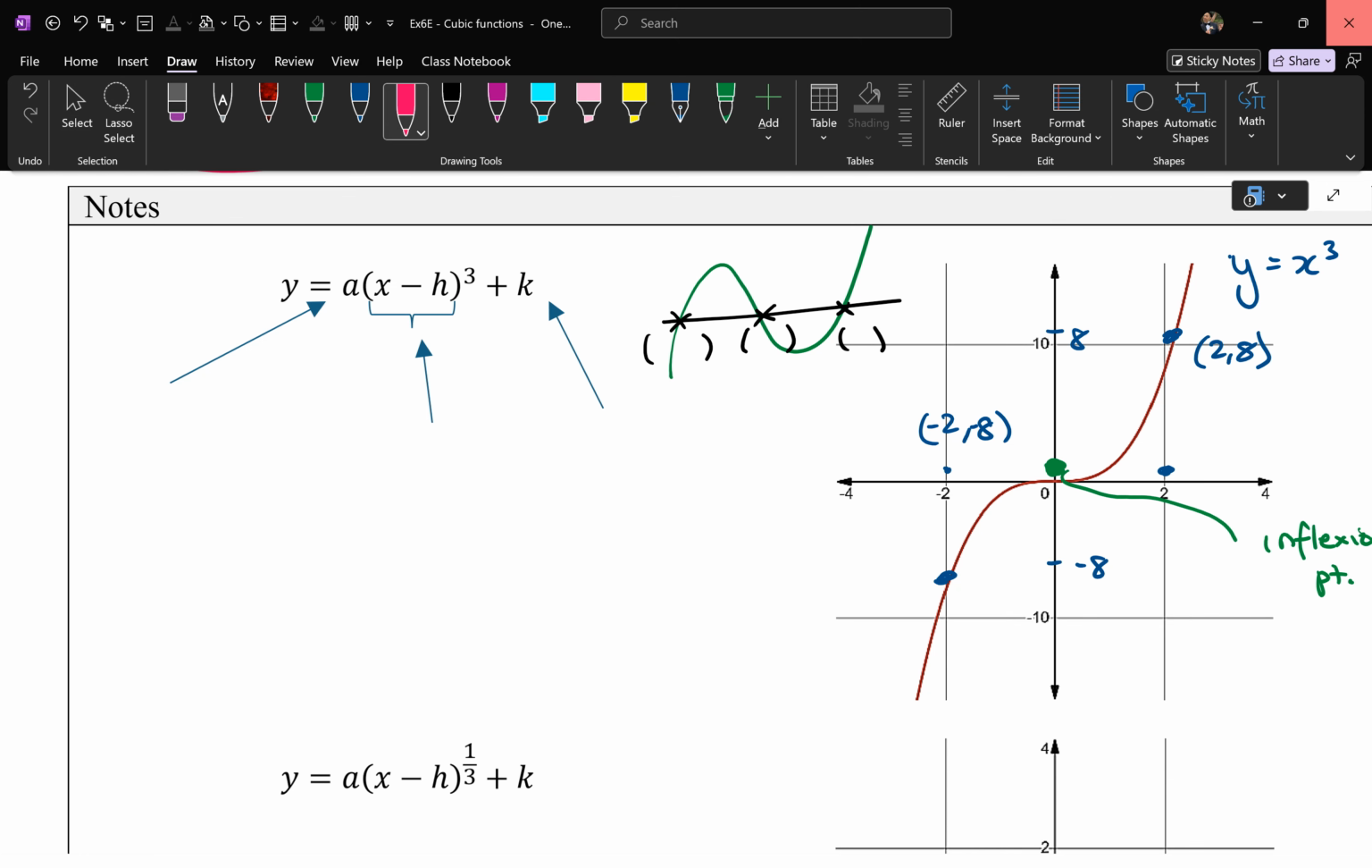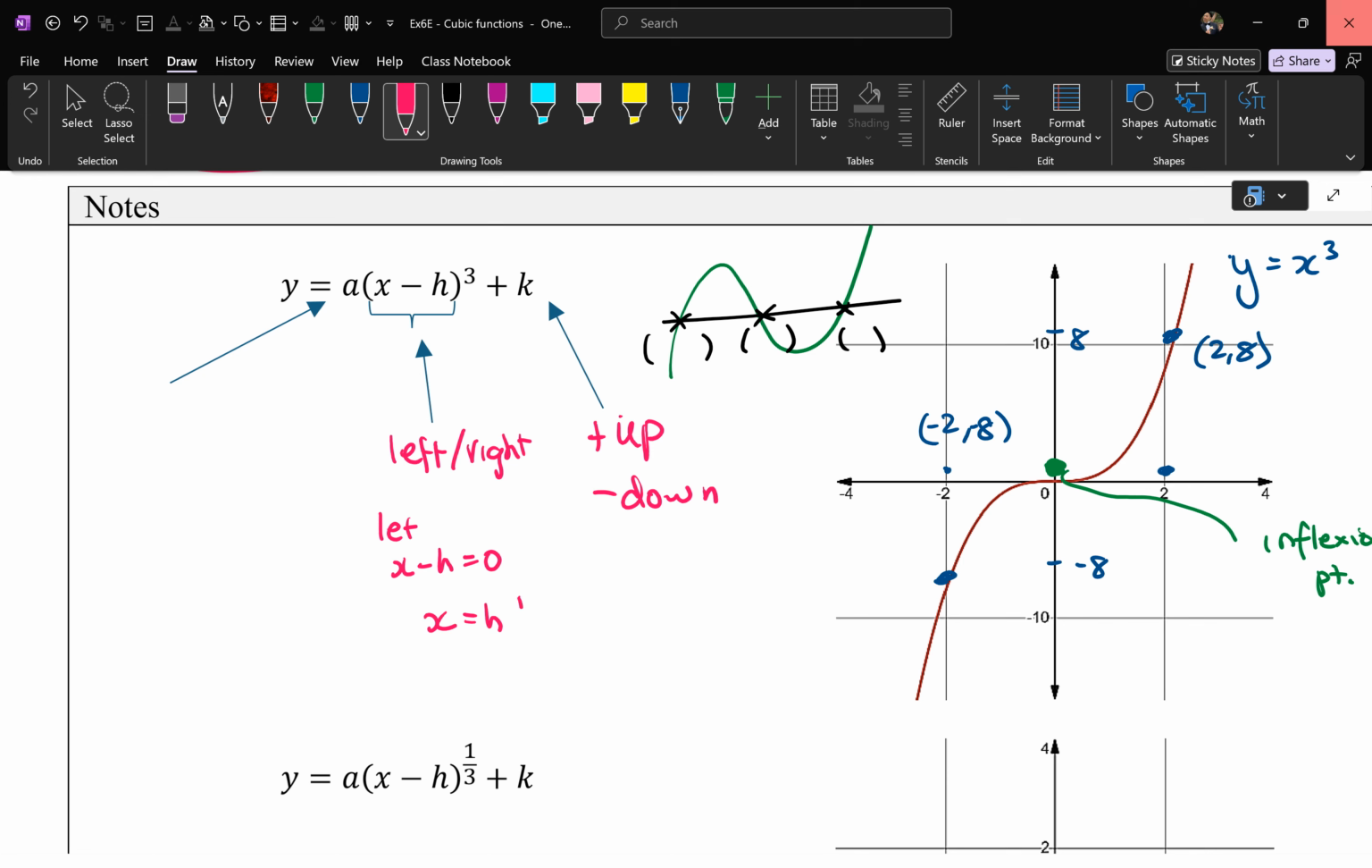Which one is responsible for up and down? Which letter? K. If it's positive, goes up. Negative, goes down. X minus H, what is that responsible for? Left or right, but there was a technique I taught you. Good, let X minus H equal to 0. So remember I taught you to let X minus H equal to 0. Don't question it for now until I teach you transformations later on. Right now, just memorize that. Let X minus H equal to 0.